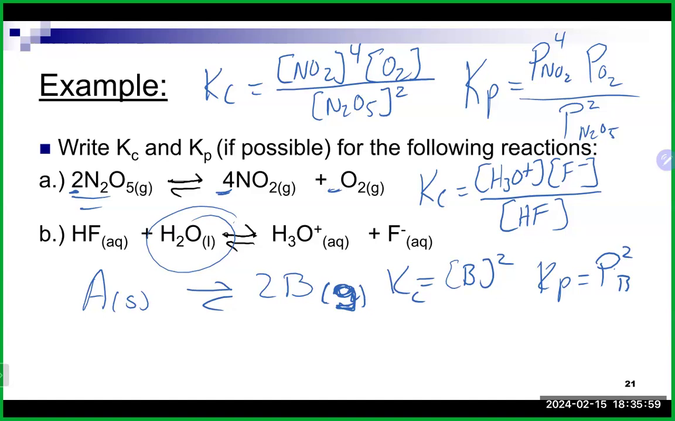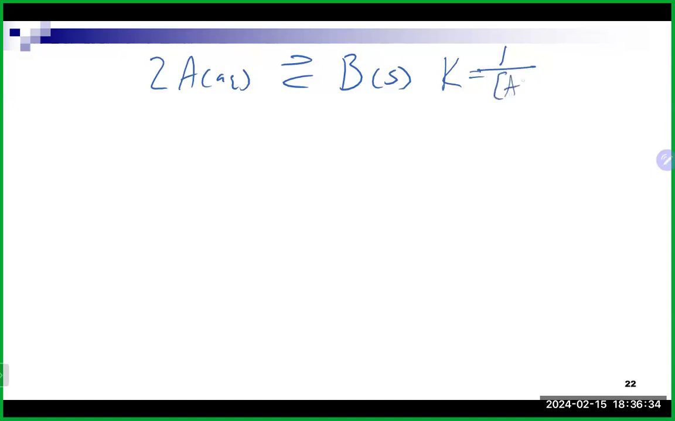But if I had, I don't know, we'll just do something like this. What would the equilibrium expression look like here? A squared. It would be, yeah. So it would be basically 1, since we have nothing on the product side, over A squared. So it would look something like that.